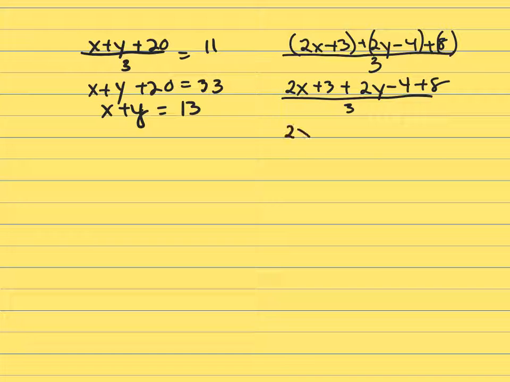And it gives me 2x plus 2y. 3 minus 4 is negative 1 plus 8. That's a 7 over 3. All right, so that's what I'm trying to find.